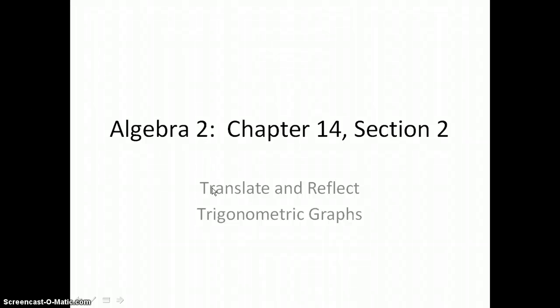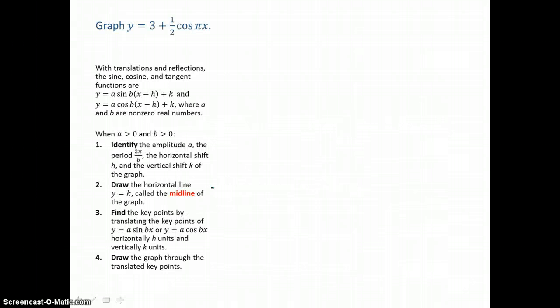In lesson 14.2, you will translate and reflect trigonometric graphs. And our first graph is y equals 3 plus 1/2 the cosine of pi x. Our cosine function with all the translations and reflections considered will look like this. So this graph is in the form y equals k plus a times the cosine of bx.